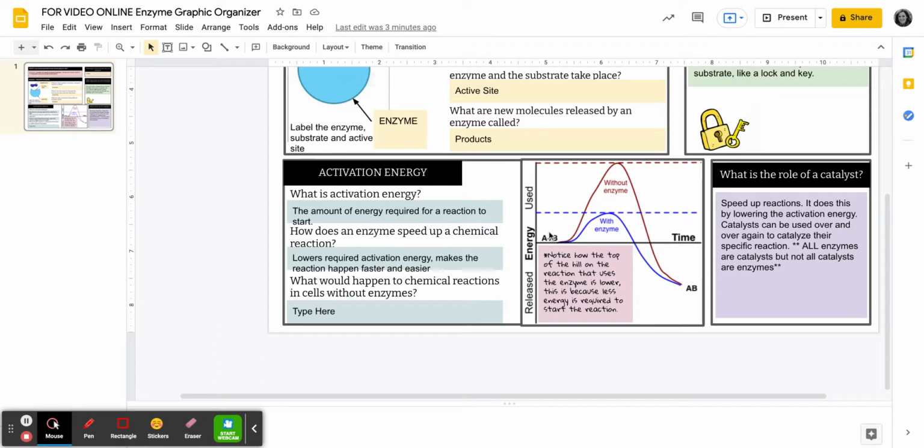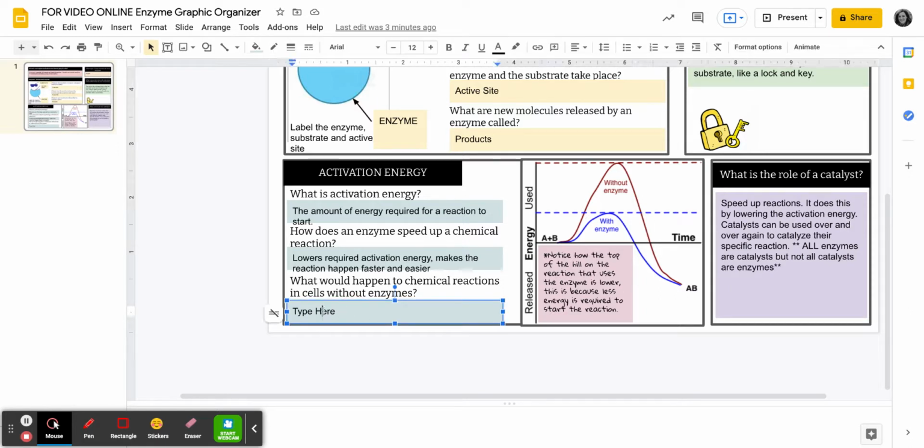Now, if this hill went up like this right up here, that would be an endothermic reaction, okay? And that's what that's saying right here. Notice how the top of the hill on the reaction that uses the enzyme is lower. This is because less energy is required to start the reaction. So what would happen to chemical reactions without enzymes? Well, pretty easy. They'd slow down. Chemical reactions would slow down or maybe not even happen.